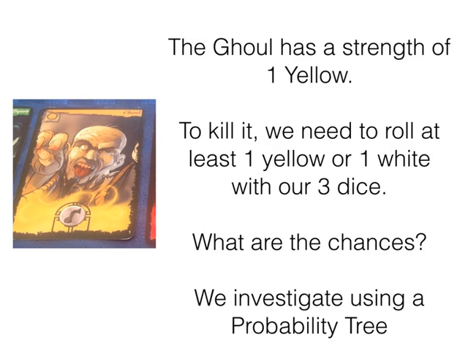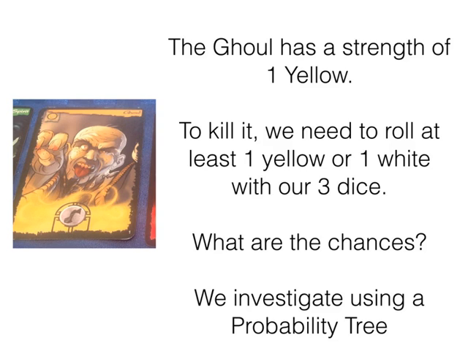So let's take a specific example. Suppose we want to kill this ghost. This ghost is called the Ghoul. It has a strength of 1 yellow. To kill it, we need to roll 3 dice and have at least 1 yellow side or 1 white side roll up. We can have 2, we can have 3, doesn't matter, but at least 1 yellow or 1 white.